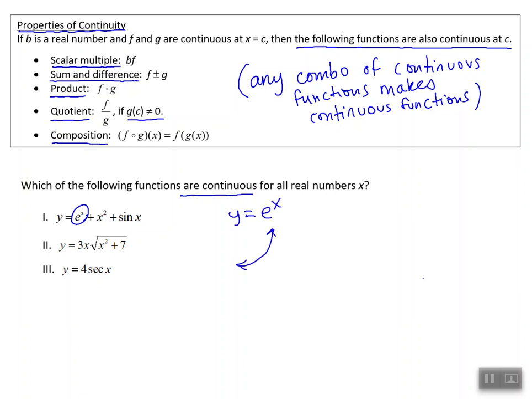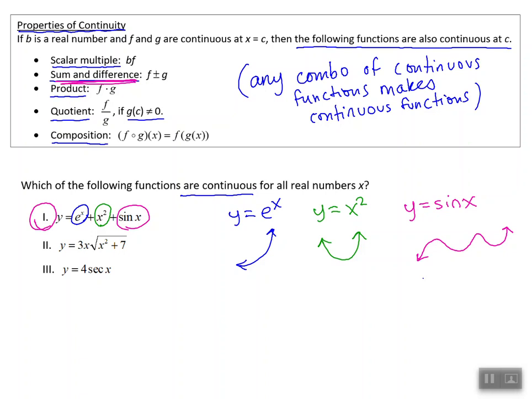That is a continuous function. How about y equals x squared? We know what that looks like, and we know that that's a continuous function. How about y equals sine x? Again, we know what that looks like, and that is a continuous function. So adding or subtracting continuous functions yields also a continuous function. So even though I might not know what that sum is, I do know that the parts are continuous, so together it makes a continuous function.